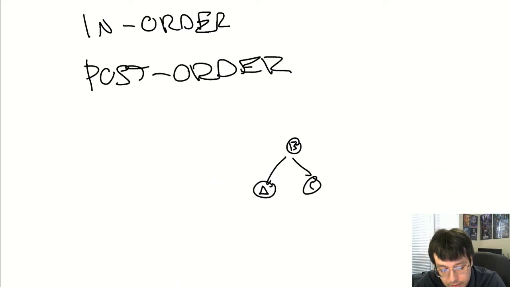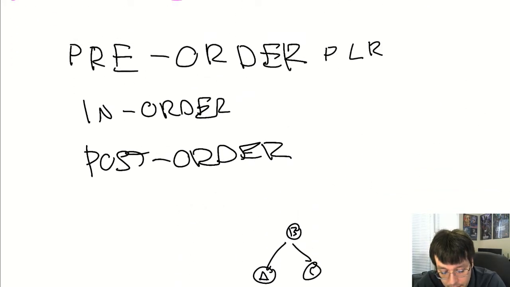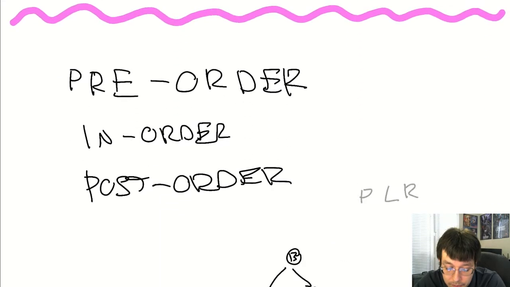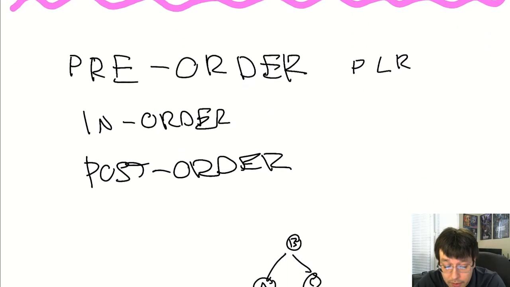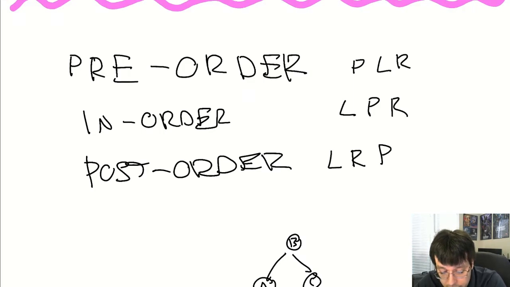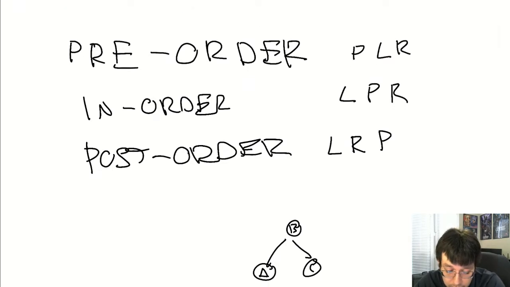So if that's the tree we have, what we do is we print the root node, and then we go left, and then we go right. For in-order, it's going to be to visit the left first, print, and then right. For post-order, it's left, right, print. So in this case, for pre-order, we're going to print the B, then the A, and then the C. For in-order, we are going to print A, B, C.